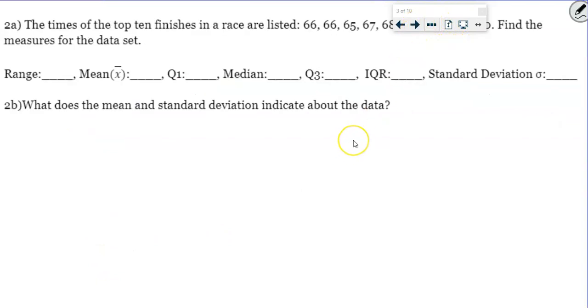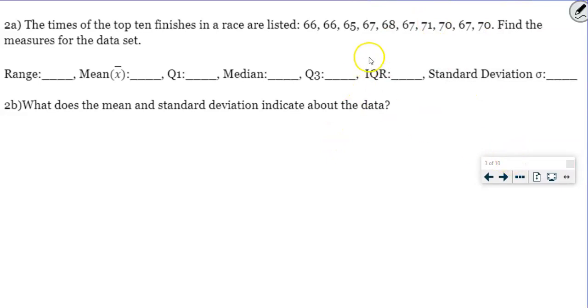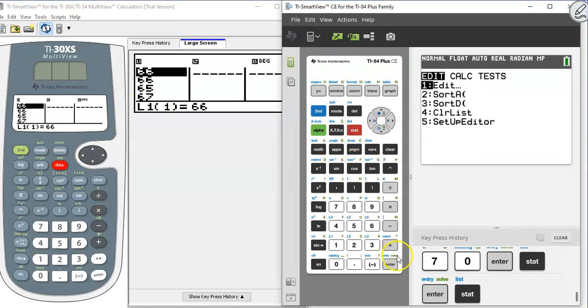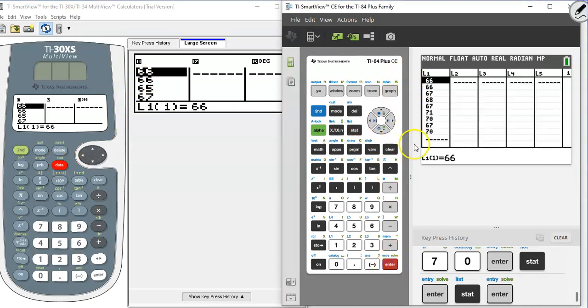So next it says the times of the top 10 finishers in a race are 66, 65, 66, 67, and so on. So I'm going to go ahead and show you this one again, but I'm going to enter it quickly because I want to show you the mean and the standard deviation on here. Okay, so I clicked on data, entered my points there. Here I clicked on stat, I clicked enter, and then I added my points there.